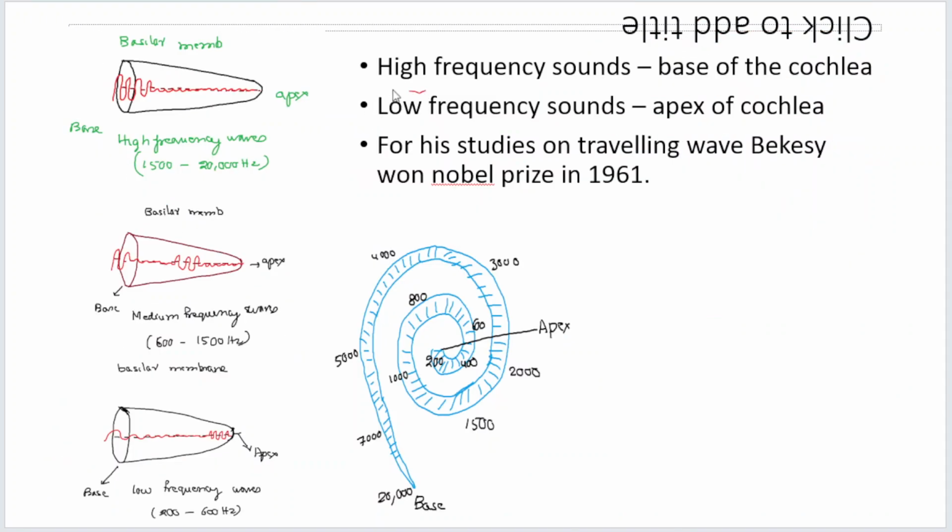Now, that's what I wanted to say. High frequency sounds at the base of the cochlea, low frequency sound at the apex of the cochlea. For his studies on traveling wave, Békésy won the Nobel Prize in 1961. So this is the diagram showing the basilar membrane.